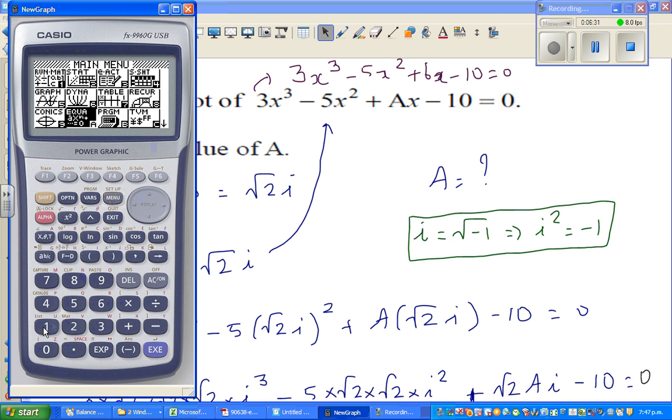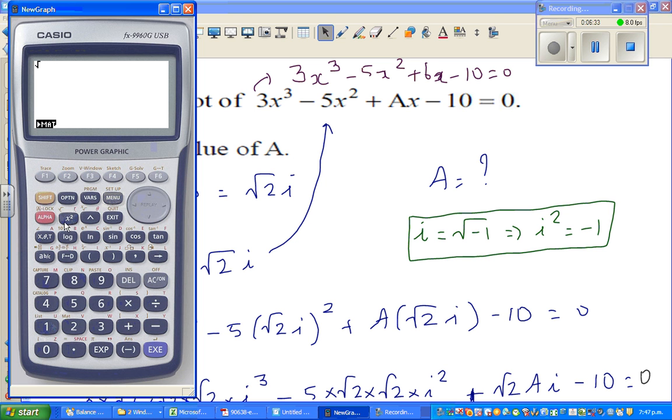I'll just show you that root 2 is nothing but this value of 1.41. If you go to run and press shift, root 2 is 1.4142 and so on.